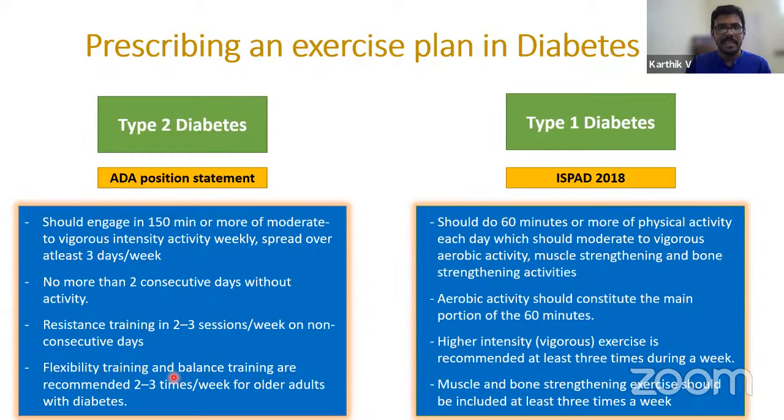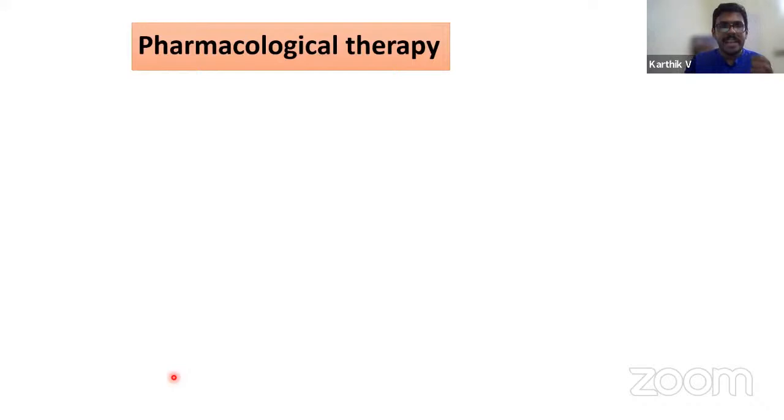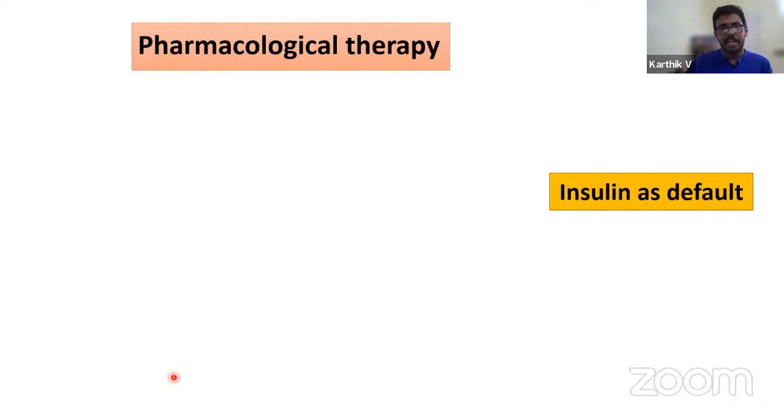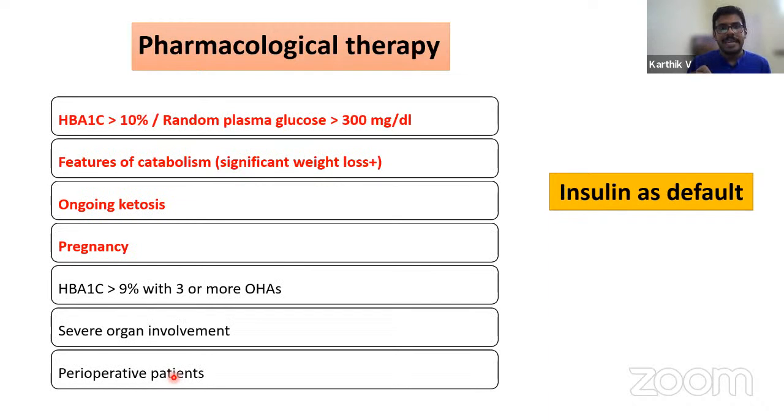Now, coming to the pharmacological therapy or the anti-hyperglycemic agents for diabetes mellitus management. So, which are the conditions where you require insulin by default? Those highlighted in red are given in the ADA statement. A1C more than 10% or random plasma glucose more than 300 mg per deciliter. Or if the patient is having features of catabolism in the form of significant weight loss, whether the patient is having ongoing ketosis, or the patient is pregnant. So, these are the 4 indications listed by ADA where insulin should be treated as the anti-hyperglycemic agent by default.